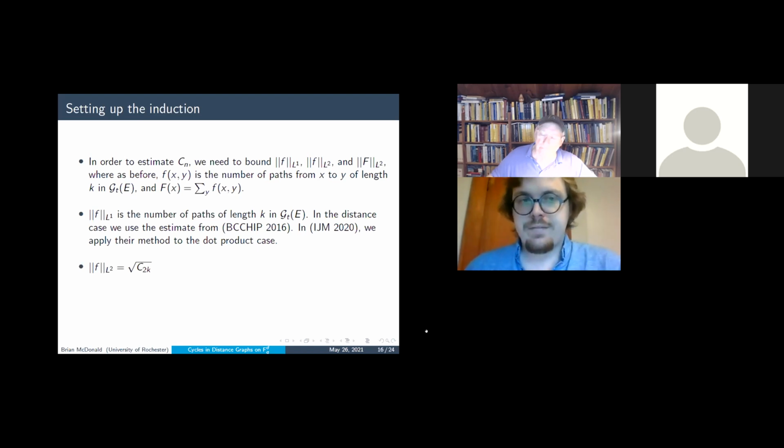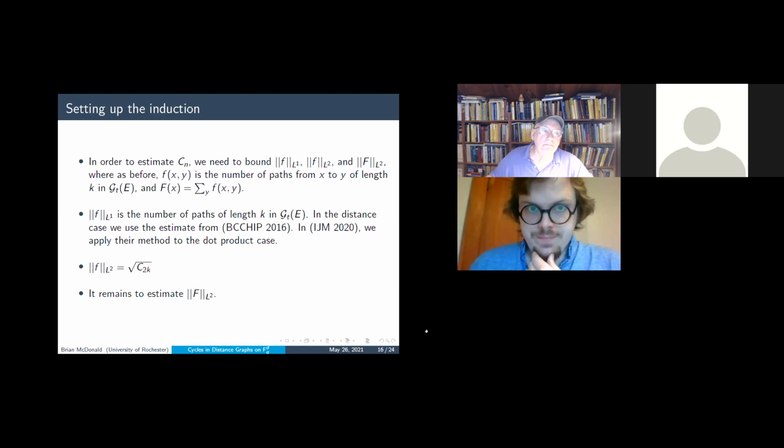As for the L2 norm of f, if we square f of x, y, we're getting the number of pairs of paths from x to y. Well, a pair of paths from x to y is the same thing as a cycle where x and y are opposite points on that cycle. So once again, if we sum over possible pairs of points x and y, we're getting every possible cycle. And then there's a square root because it's an L2 norm. And so what remains to estimate is the L2 norm of capital F.